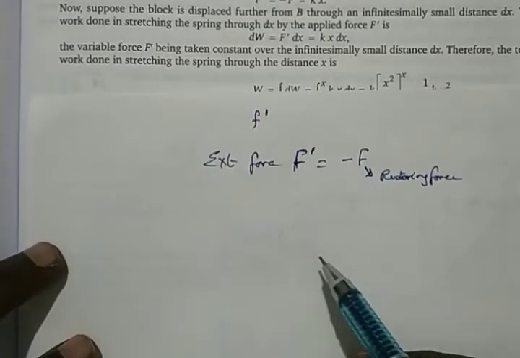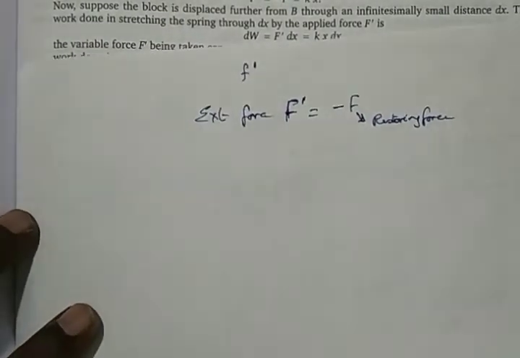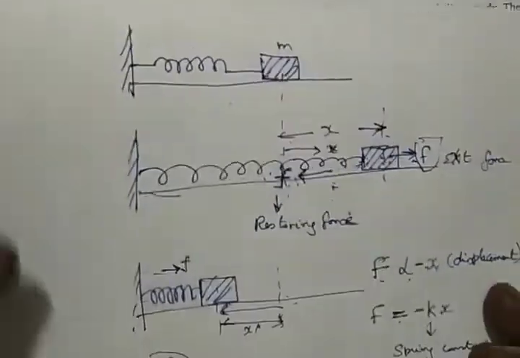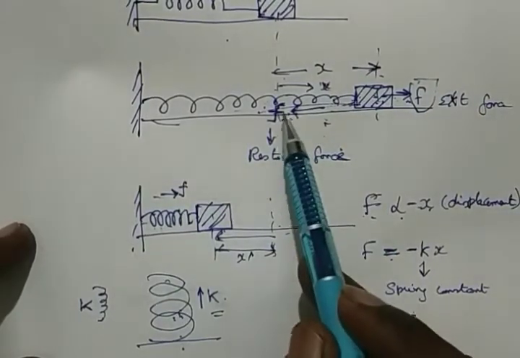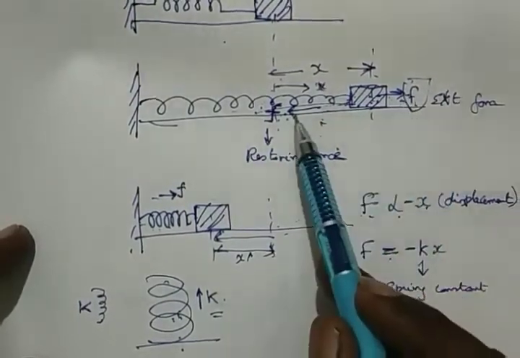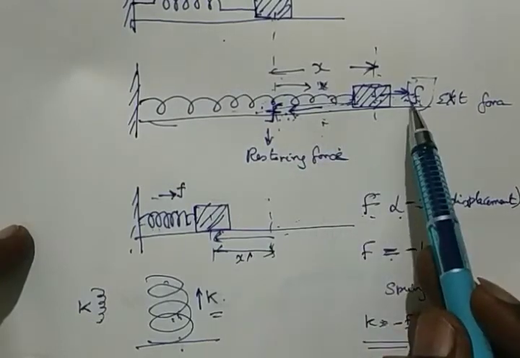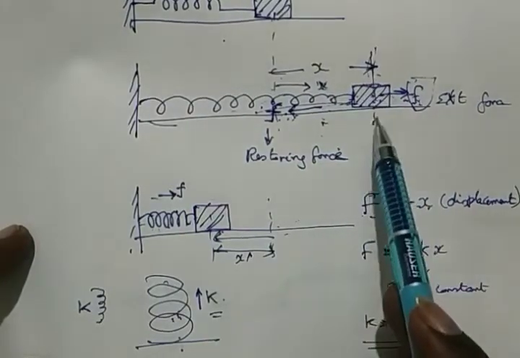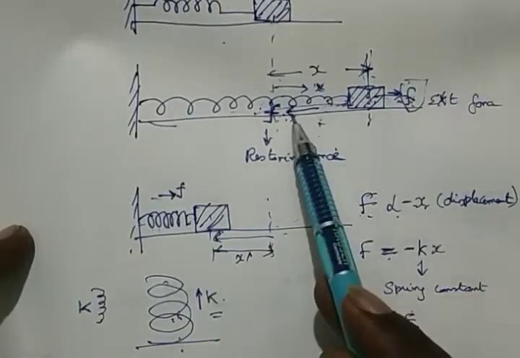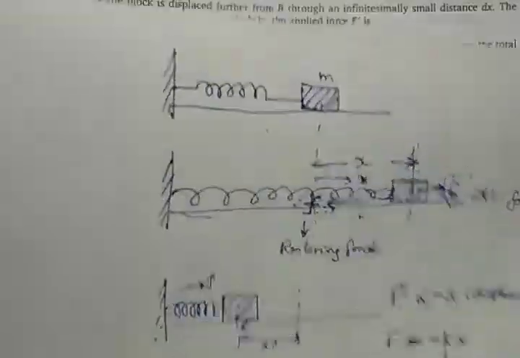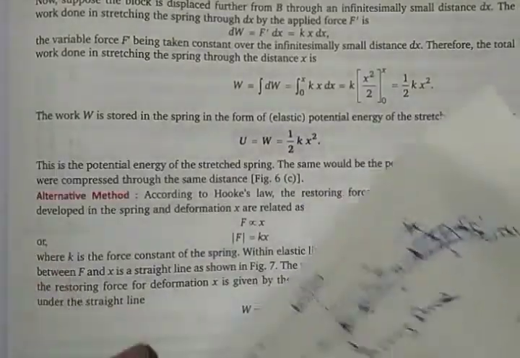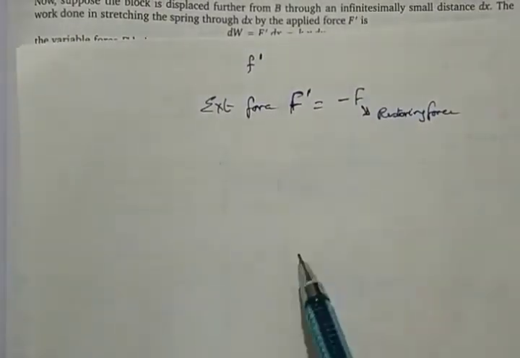We know this one already. These two are opposite in direction. I already told how it acts here. This is the restoring force, the F, and the external force is here. Both of them are acting opposite in direction. So if this body is at rest here, then the external force is equal to the restoring force. That's the reason it is in a balanced position here.